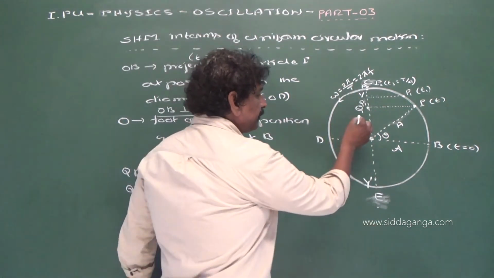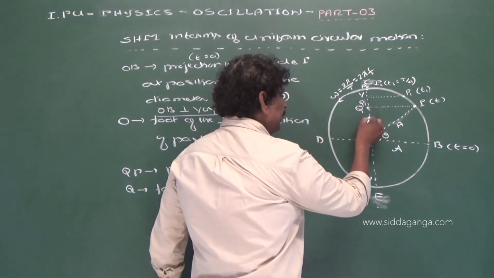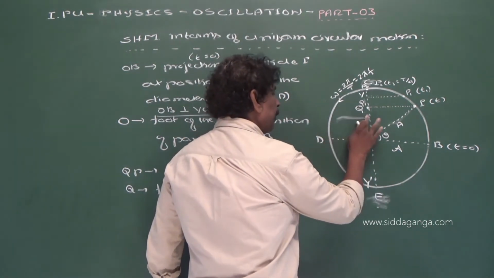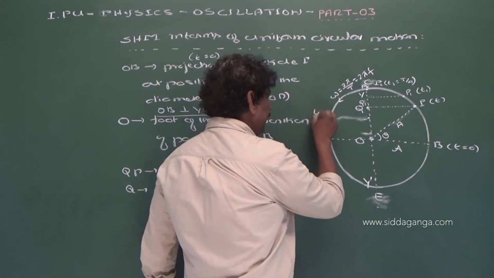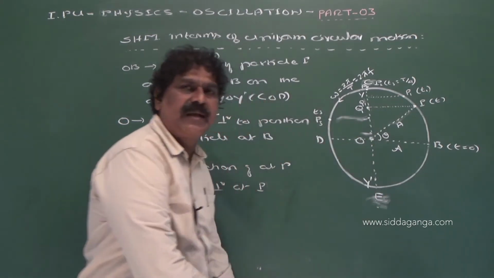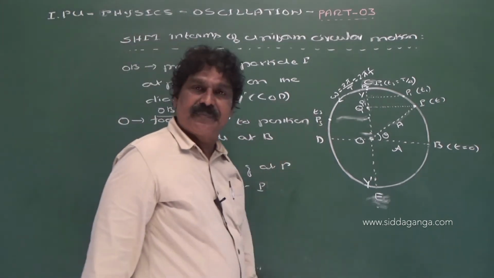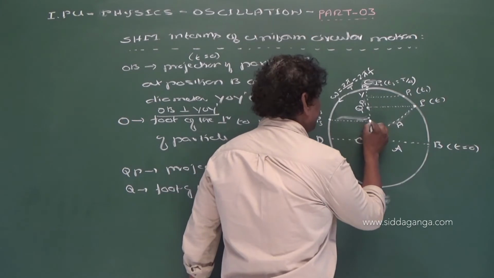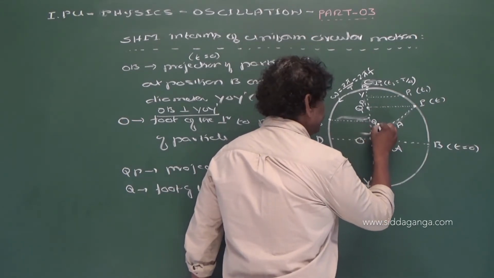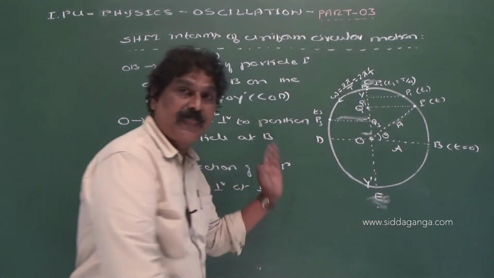Now, say when the particle is at position P3 at certain instant of time t3, now the foot of the perpendicular is say Q3. See here.